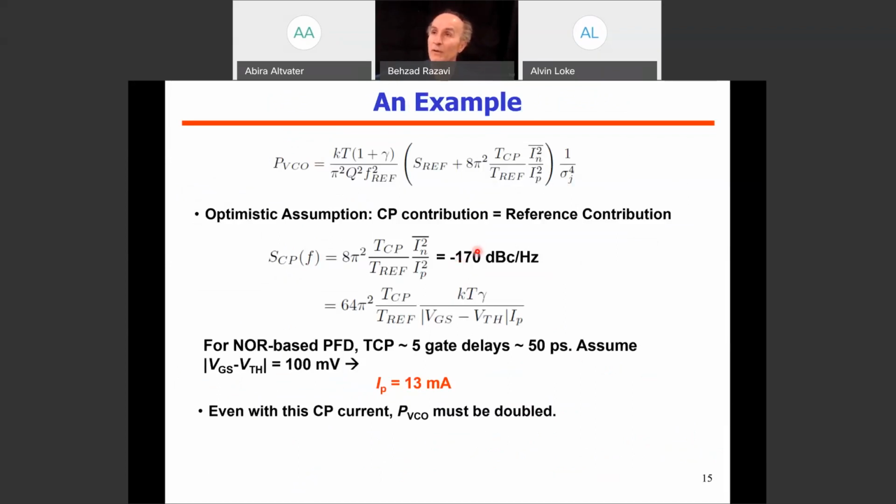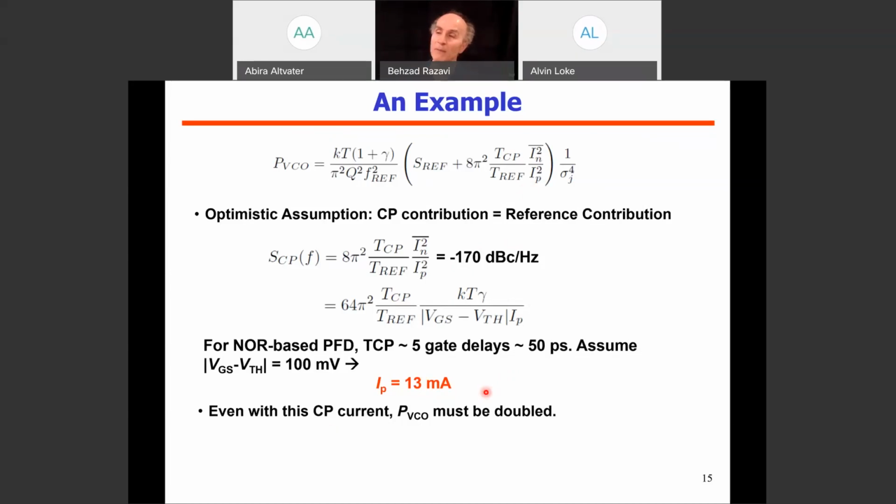For 6 dB here, I would need to increase the charge pump current by a factor of 2, so that means it would be 26 milliamps. So these are basic equations, and depending on how aggressive and ambitious we are, we could try to design this for an even higher current level.